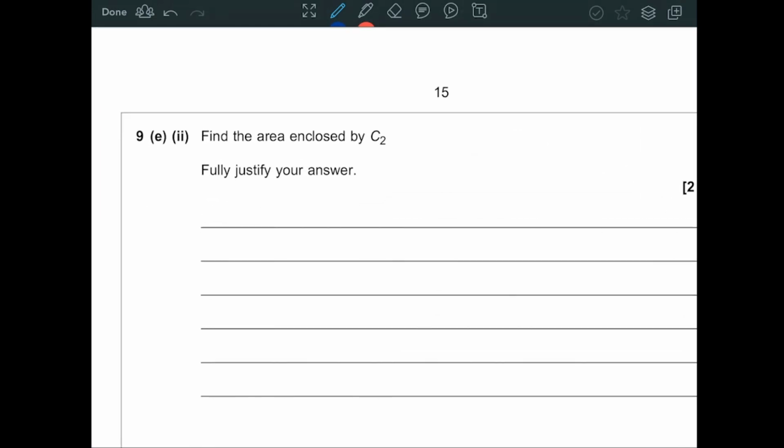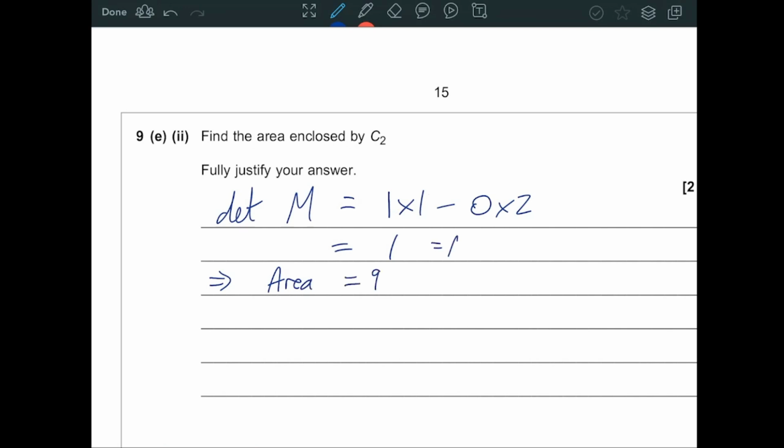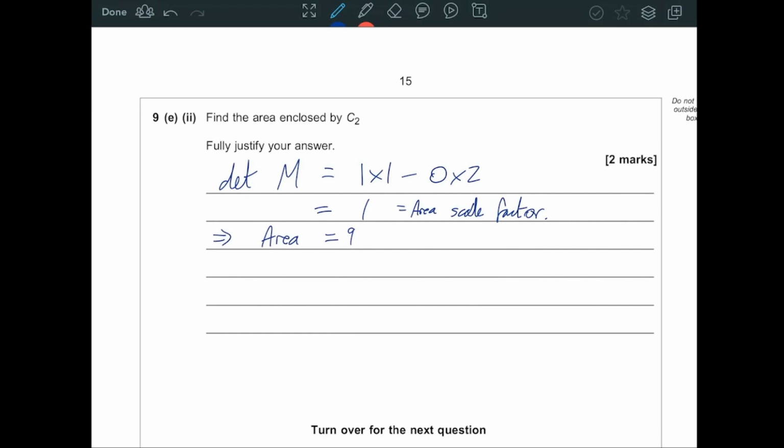fact from matrices, and that is the determinant of a transformation is the area scale factor in 2 dimensions. So the determinant of this matrix is 1 times 1 minus 0 times 2, which is just 1. Which means the area does not change. The area scale factor is 1. And the area before was 9, so the area now is still 9. Slightly worried for a moment, thinking that I had to do some real polar stuff. But actually this was a matrix question.